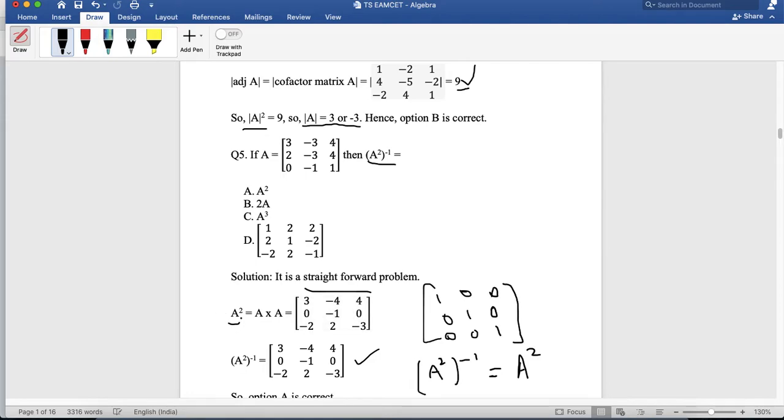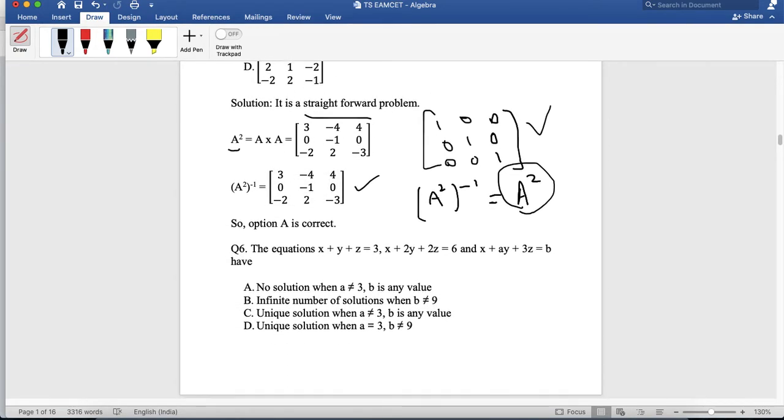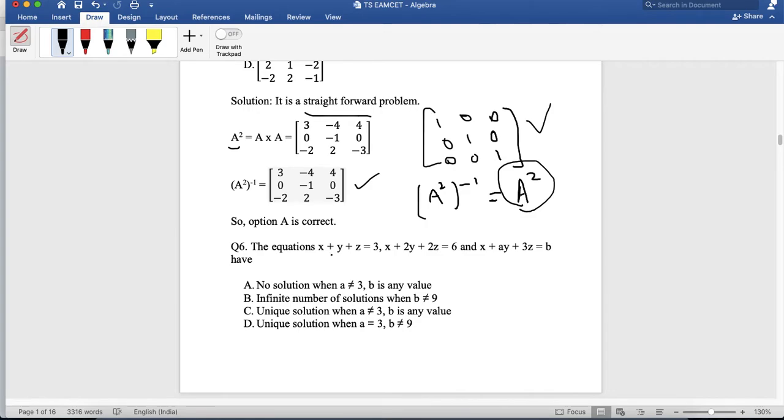Just remember to multiply A square with itself, and if you end up with the identity matrix, you know that the inverse is this matrix itself. It's an invertible matrix, and the inverse is the matrix itself.